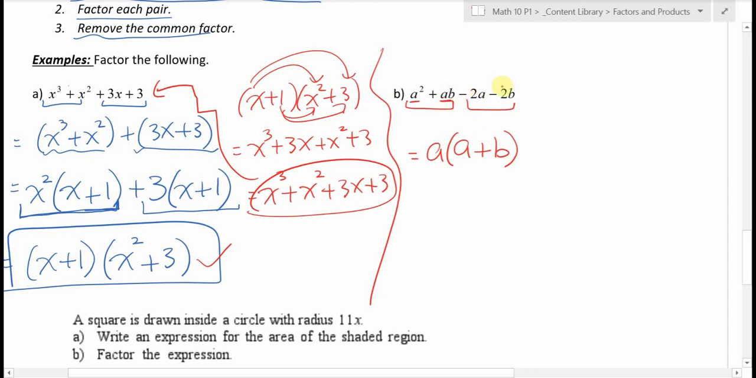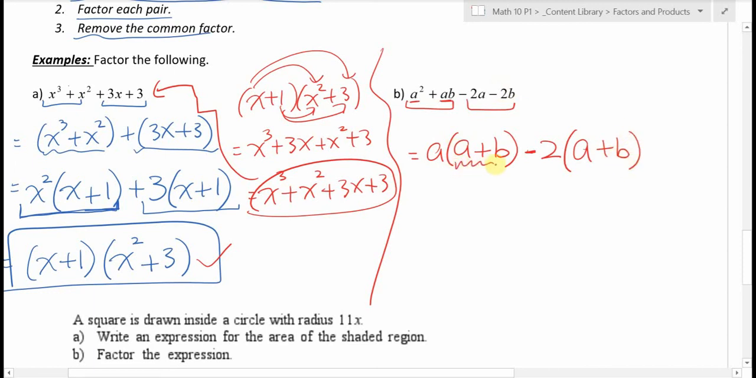This is negative 2a minus 2b. The common factor here is actually negative 2. Whatever this sign is, you always keep it. So minus 2. And now you've got to be careful. When you factor out negative 2, that means we're dividing these two terms by that. So negative 2a divided by negative 2 gives us a. Negative 2b divided by negative 2 gives us b.